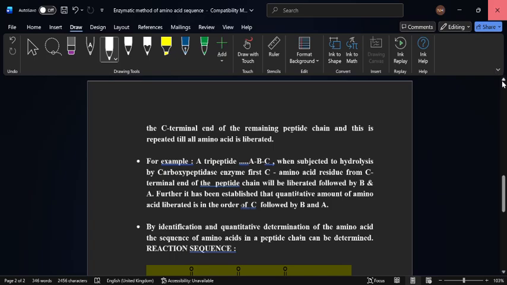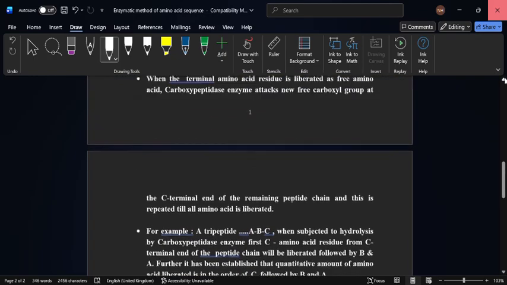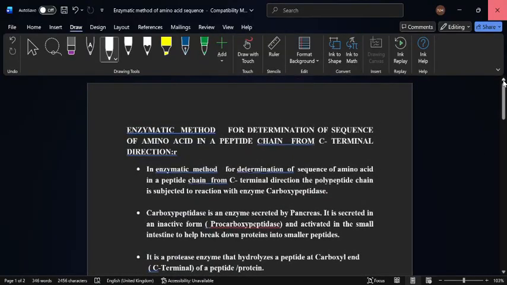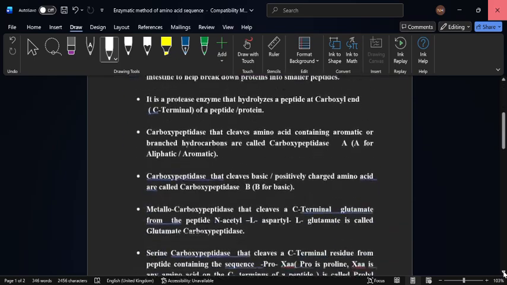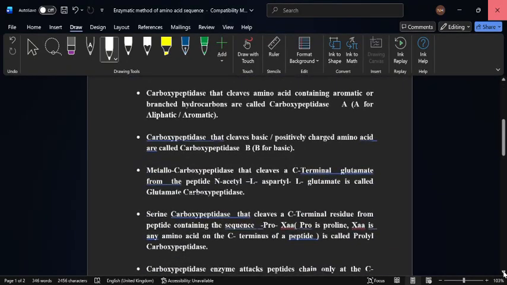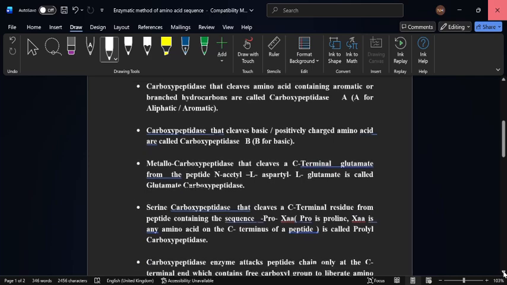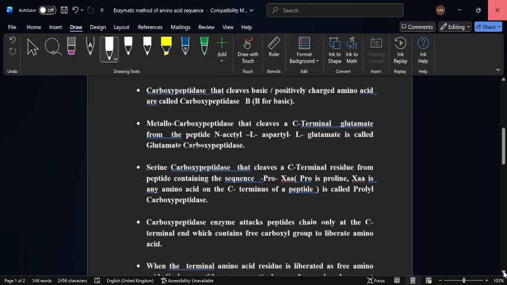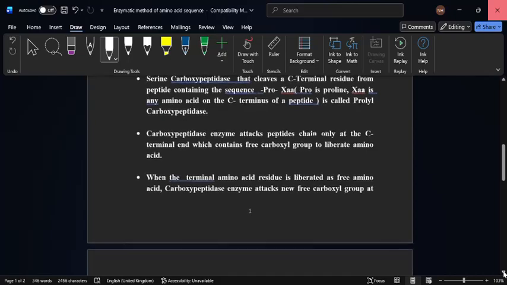So this is all about enzymatic hydrolysis of a peptide chain from the C terminal end. Obviously, the enzyme in use is carboxypeptidase. It can be carboxypeptidase A, which means A for aromatic or aliphatic. Then you have B, which stands for basic, which cleaves basic amino acids. It is specific. Apart from that, you have metallocarboxypeptidase, and you also have serine carboxypeptidase.